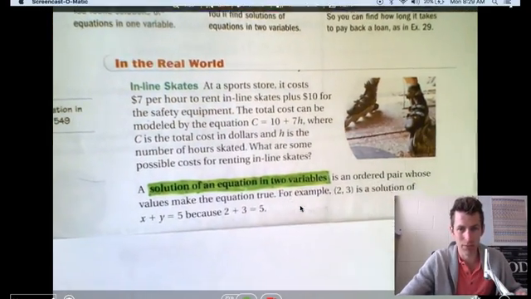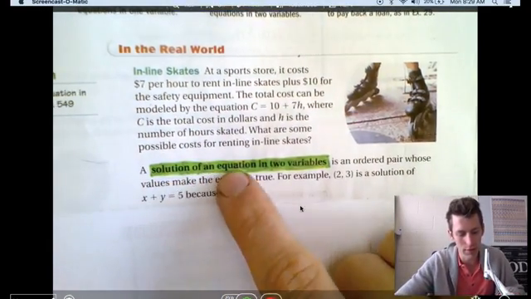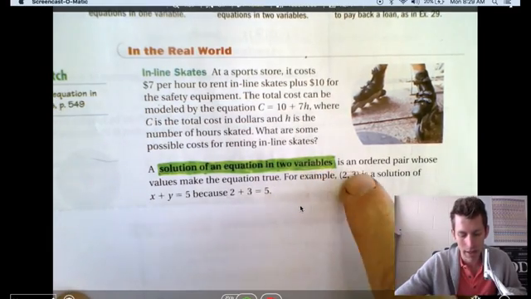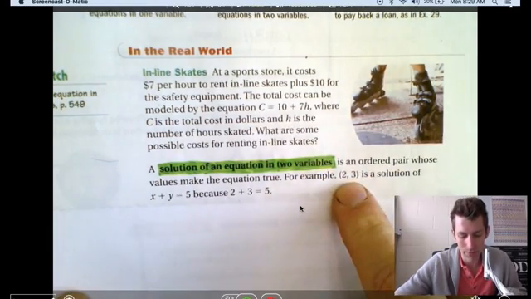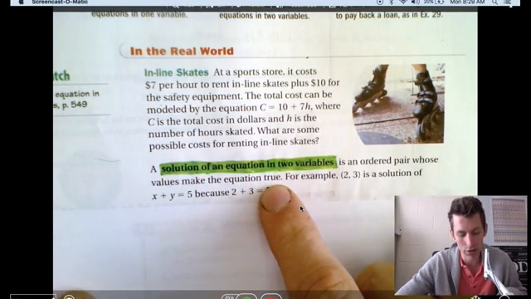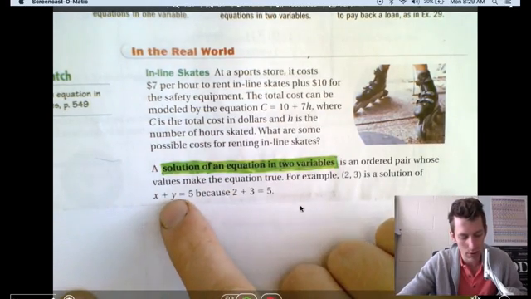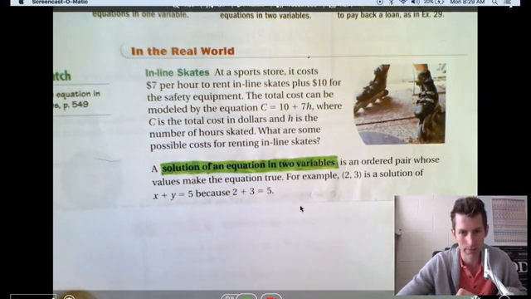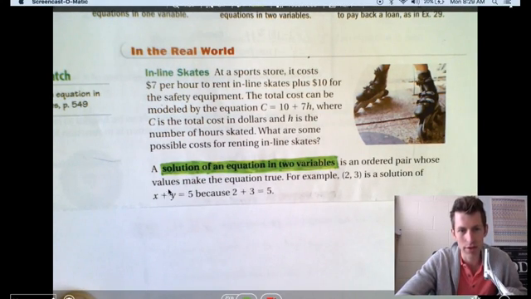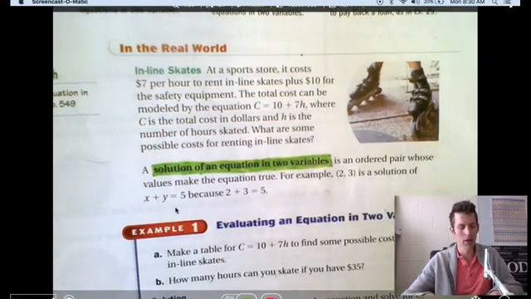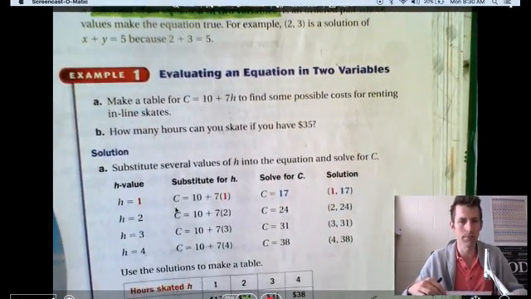Well, this is a simple example of finding solutions of an equation in two variables. It's an ordered pair, like I've been doing. It's an ordered pair whose values make the equation true. For example, 2 and 3 is a solution of x plus y equals 5 because 2 plus 3 equals 5. Can you think of another example of a solution to this equation, which is in two variables, right? 1 and 4. Right? Or 0 and 5. Those would all be solutions to that equation. Okay, sounds pretty simple. Let's check this out.